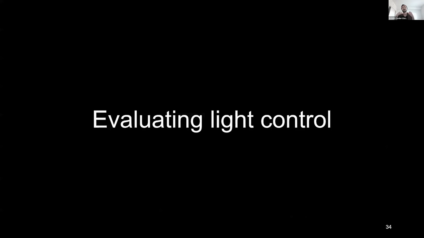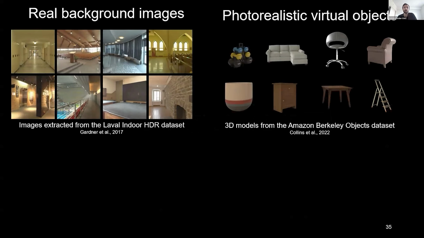So you need to have a virtual object that's inserted in a scene, and you need to have the light that moves around. And if you want to do that on furniture, it's very hard to have the furniture in the scene and removed from the scene. So we actually created a synthetic dataset where we have real background images and photorealistic virtual objects.